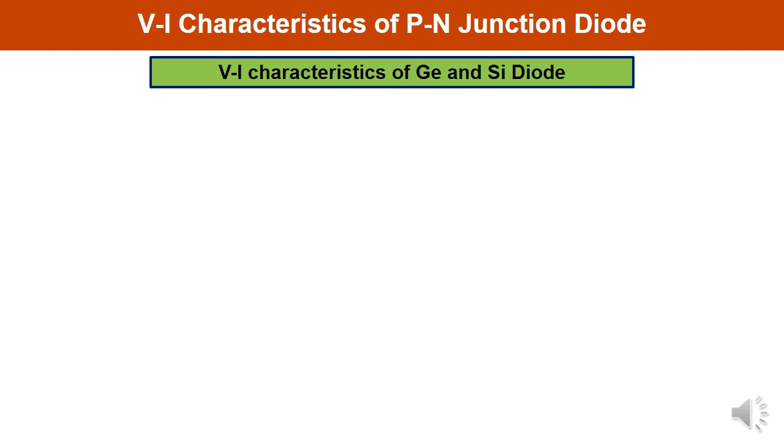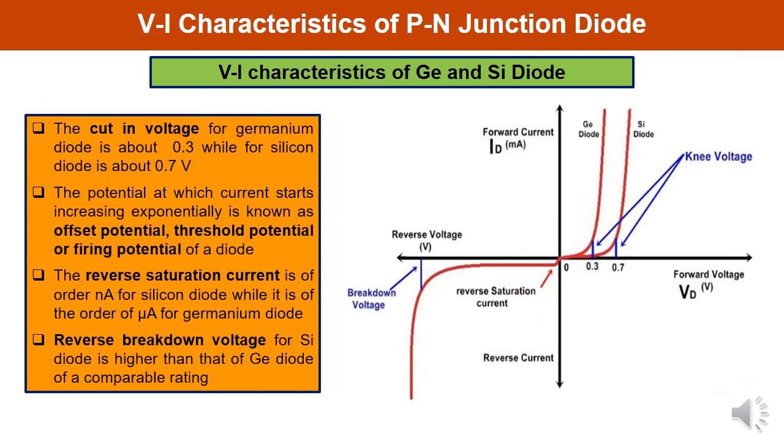Now let us draw the VI characteristics of germanium and silicon diode. You know all the terms, but now the complete VI characteristics where you can relate what is the knee voltage for silicon, what is the knee voltage for germanium, and how to draw it. See, the cut-in voltage for the germanium diode is about 0.3, while for silicon it is 0.7. So here you can see this is the cut-in voltage, 0.3 and 0.7 for germanium and silicon respectively.